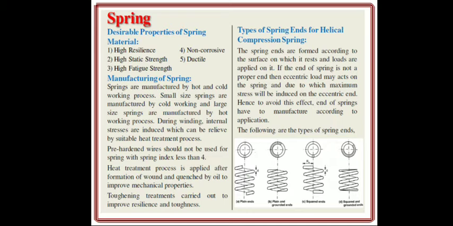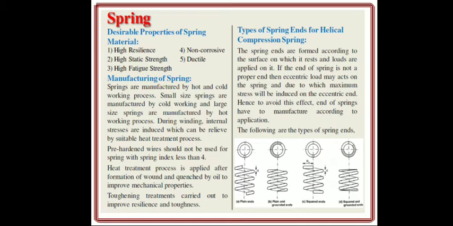During the winding, internal stresses are induced, which can be relieved by a suitable heat treatment process. Pre-hardened wires should not be used for springs with a spring index less than 4. The heat treatment process is applied after the formation of the wound and quenched by oil to improve the mechanical properties. The toughening treatment is carried out to improve the resilience and toughness. So these are the various processes you need to consider while manufacturing a spring.